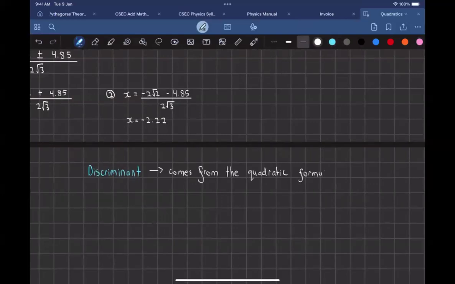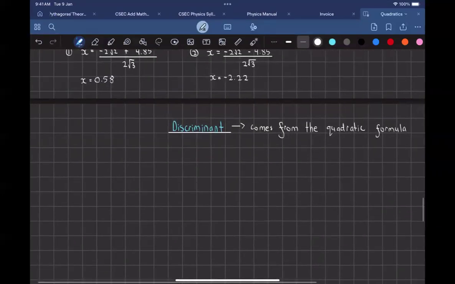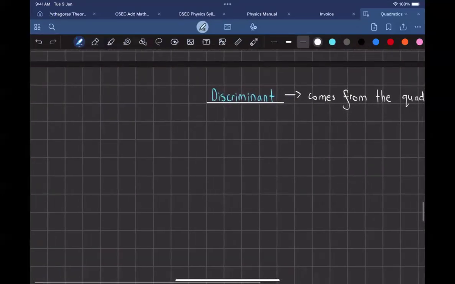You never had to know this in my year, when I was writing advanced, you didn't need to know this. Now you need to know it. So it comes from the quadratic formula. Just remind me, where's the quadratic formula again? Minus B plus or minus the square root of B squared minus 4AC over 2A.